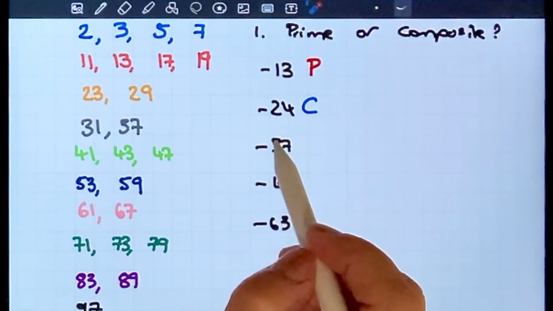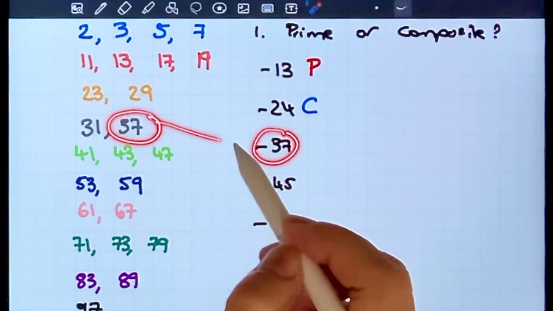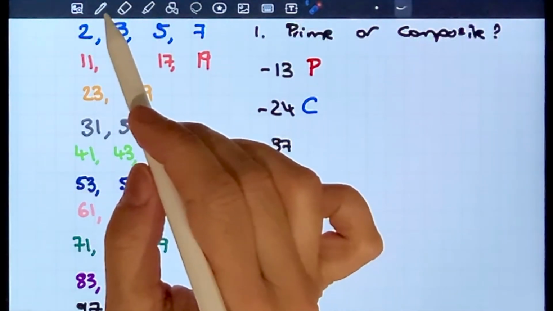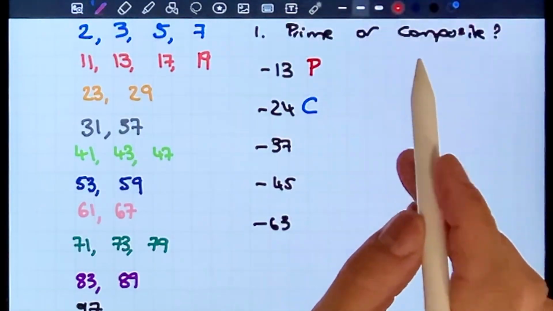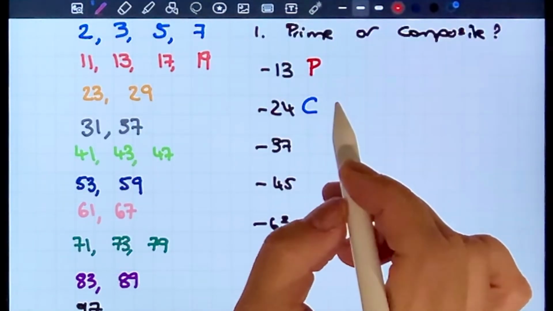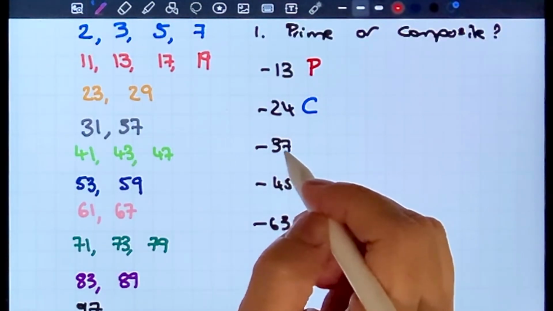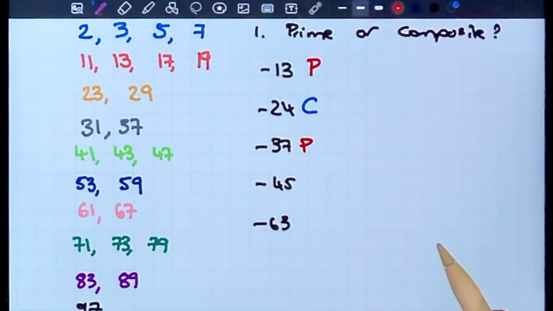So when I look at 37, I can see it's a prime number. And if I didn't have this list in front of me, then I would just work out its factors. And you'll find that it has no factors other than 1 and itself. So it's a prime number.